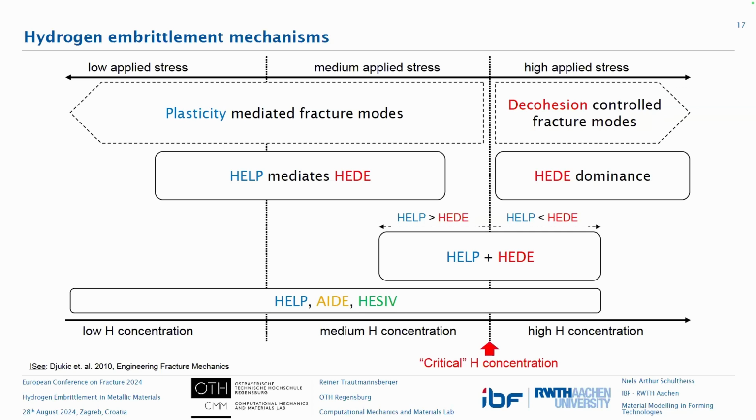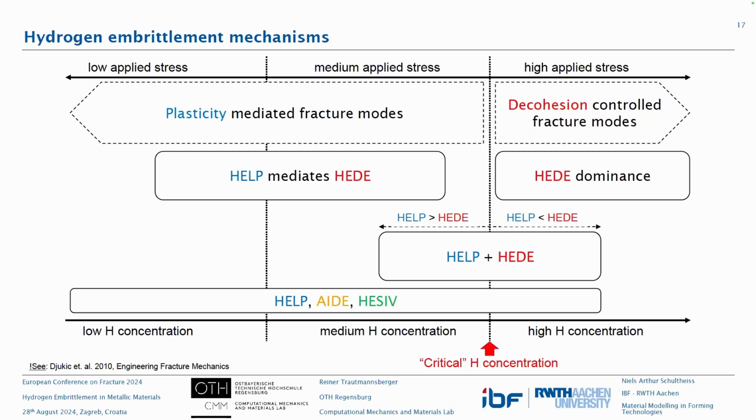Let's talk about HELP first. HELP is hydrogen enhanced localized plasticity. It acts more on lower stresses. The key idea is that hydrogen traps at dislocations and maybe moves alongside them. And then we have a higher hydrogen concentration in areas of high plastic strain or high dislocations. And this usually causes a lower local yield strength, but also a decrease in hardening behavior.